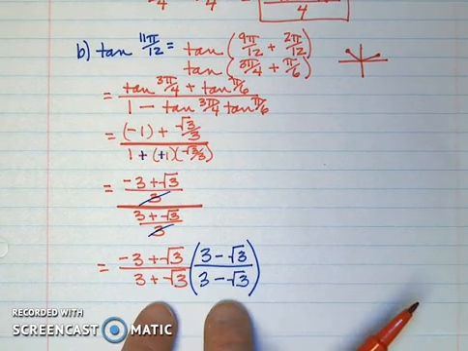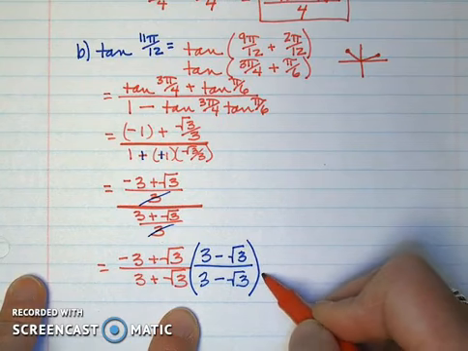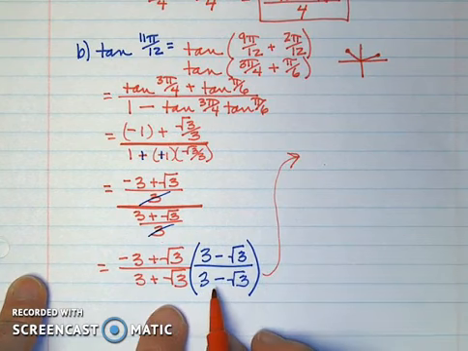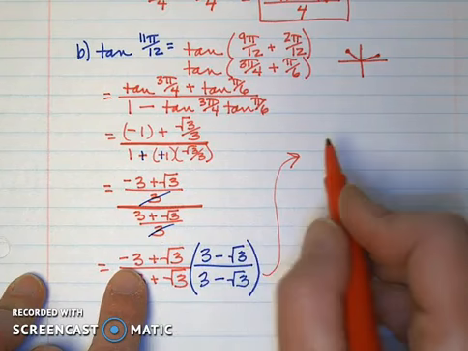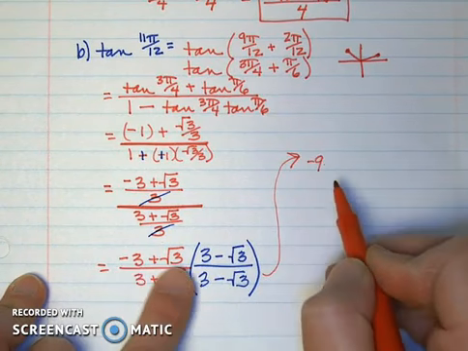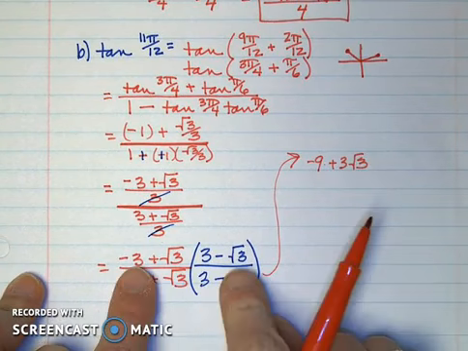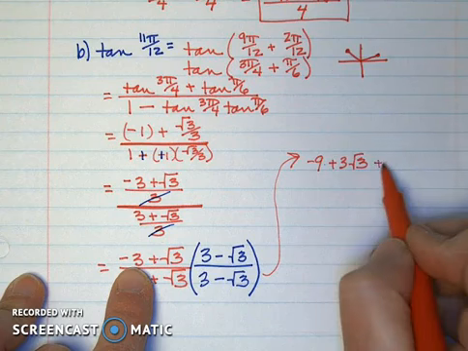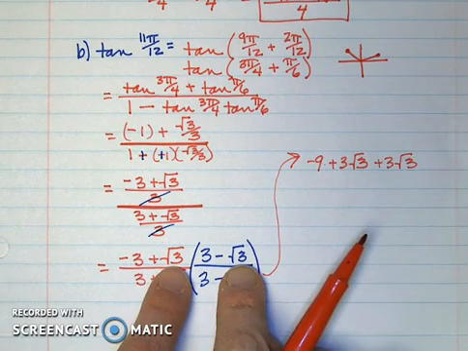You can do this. I'm running out of room, so I'm going to come up here. You just got to take each term, all right? So negative 3, let's do the numerator. Negative 3 times 3 gives me a negative 9. This term gives me 3 on the square root of 3. The outside term gives me another positive 3 on the square root of 3. My last two terms, square root of 3 times a negative square root of 3 gives me a negative 3.